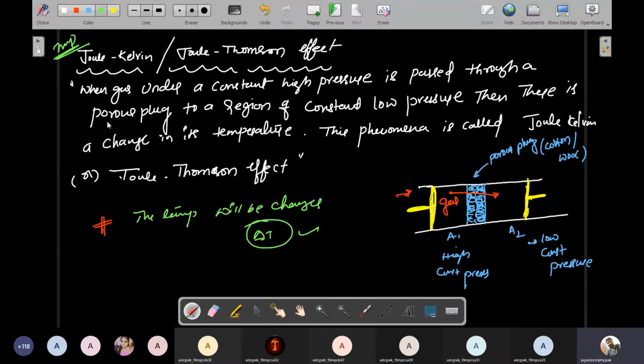For that purpose, Joule and Kelvin explained the changing temperature. Joule-Thomson, or Joule-Kelvin, wanted to explain why the temperature changes, and they also derived the formula for the changing temperature. For that purpose, they considered this type of experiment, so we will explain some results of this experiment.